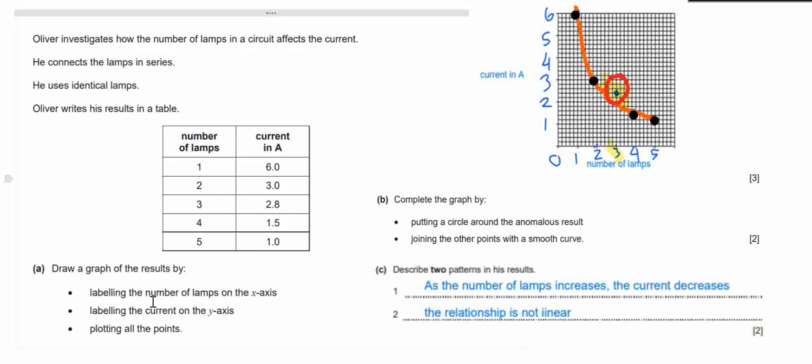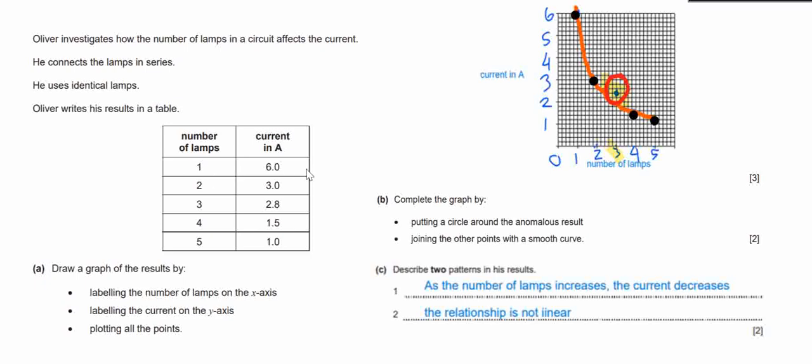Here you go. Labeling the number of lamps on the x-axis is this one, number of lamps. Labeling the current on the y-axis is this one, current in amps. We put the number of lamps 0, 1, 2, 3, 4, 5. And we put the scale on the y-axis, the smallest being 1 to 6, so 1, 2, 3, 4, 5, 6. Then we plot the points on the graph.